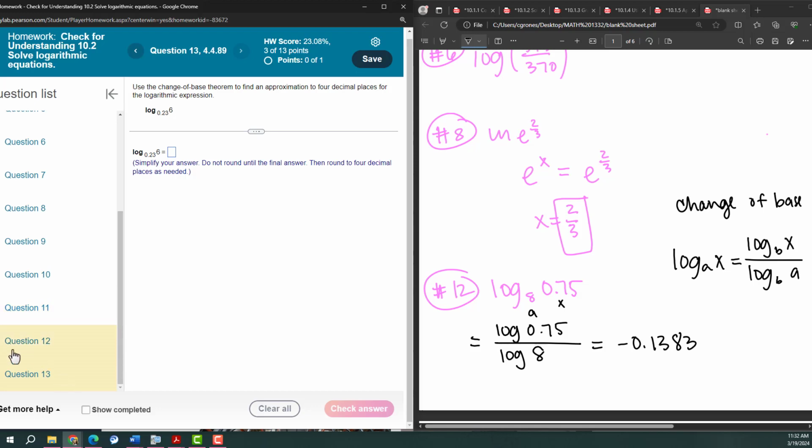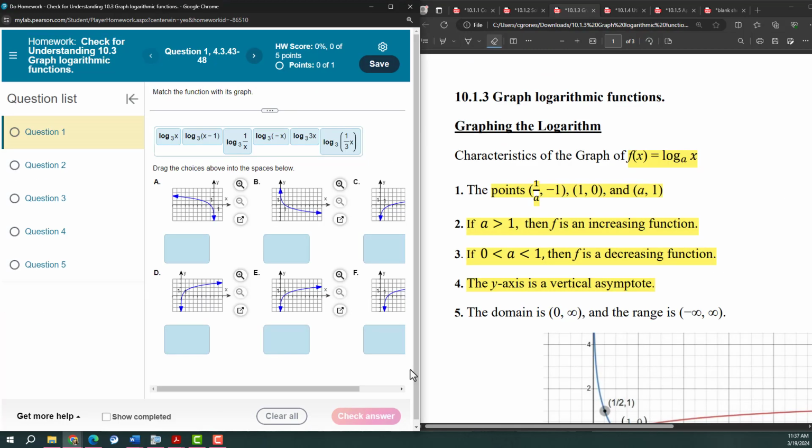And that is the last one for, all right, 10.3 homework. So we will be having a question on your test like number 1. So I have pulled the notes up for 10.3, and some of these characteristics will be super helpful.